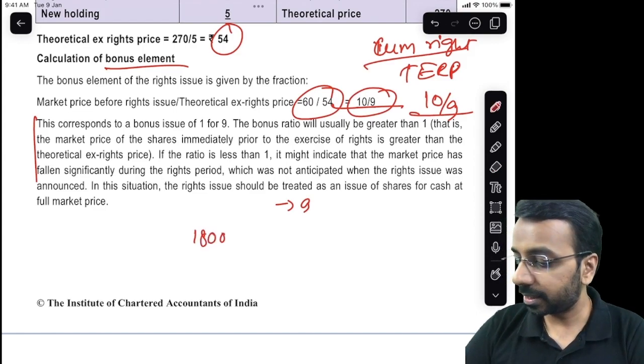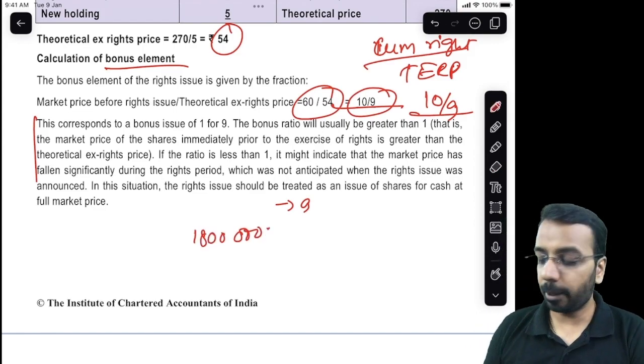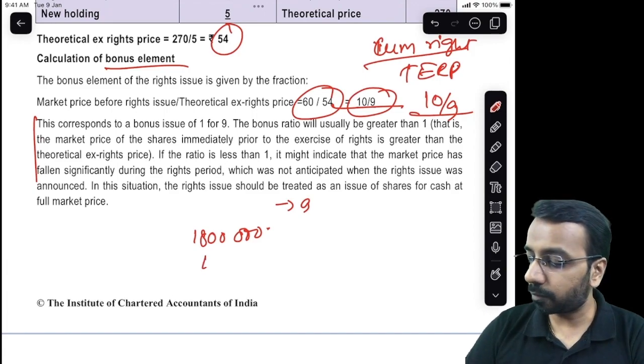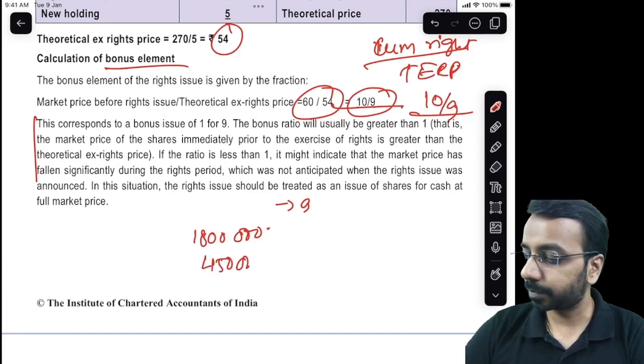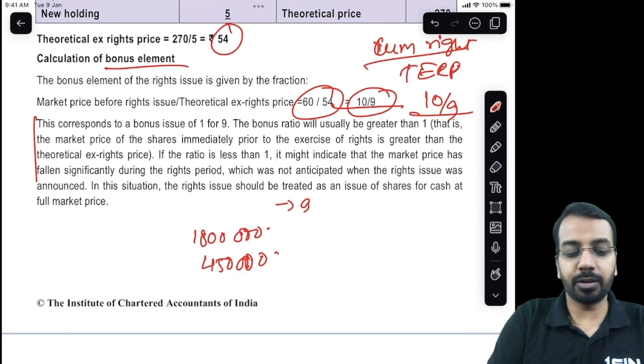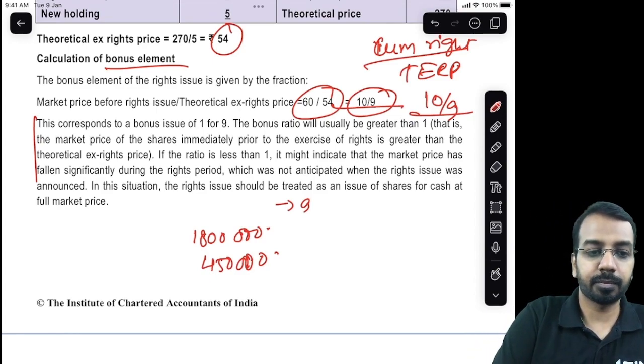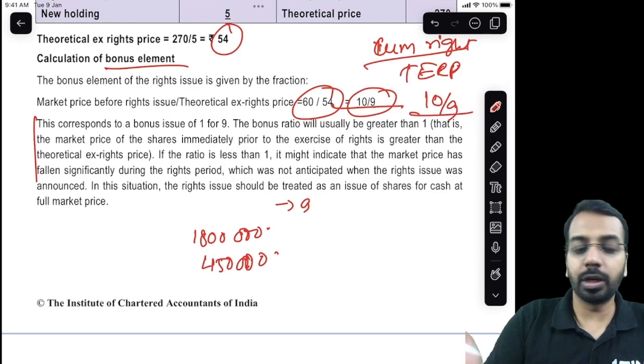We have 18 lakh shares. Okay, and with the rights issue, we got 4,50,000 shares. How did we get 4,50,000 shares? 18 lakhs divided by 4, if you do, you get 4,50,000 shares.